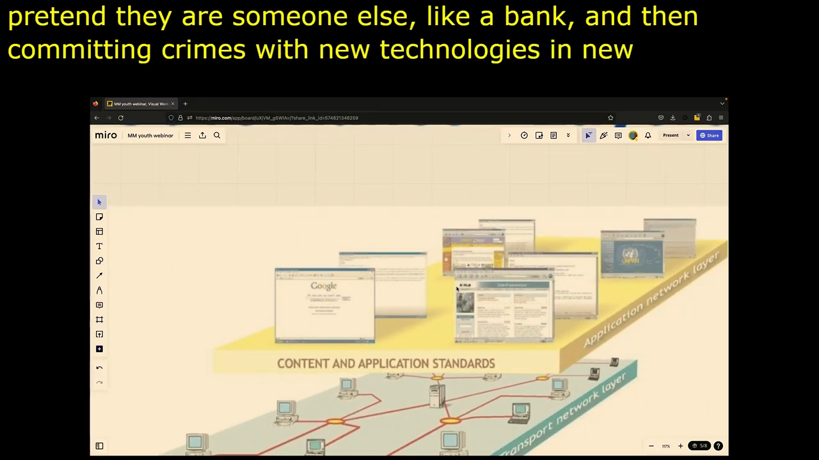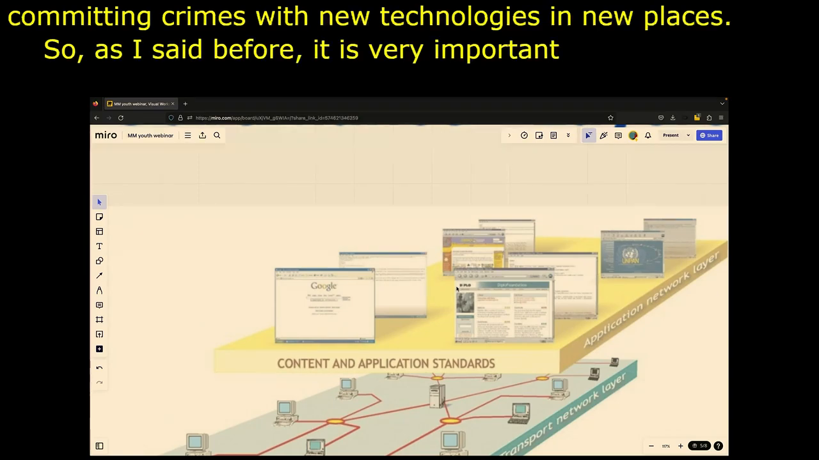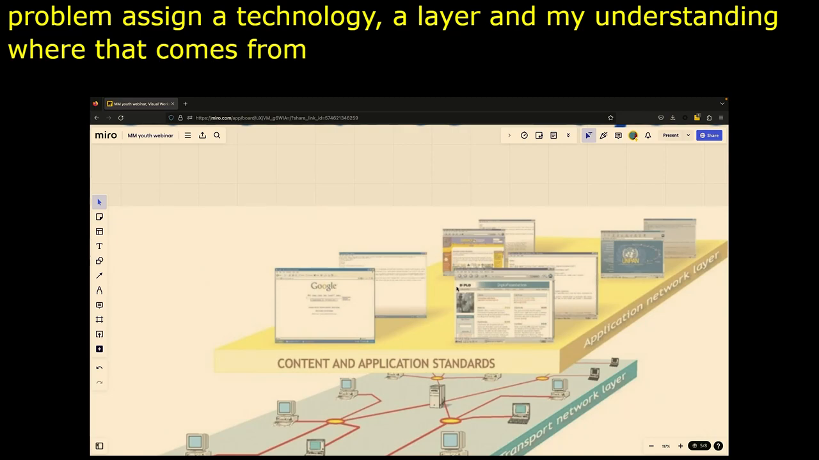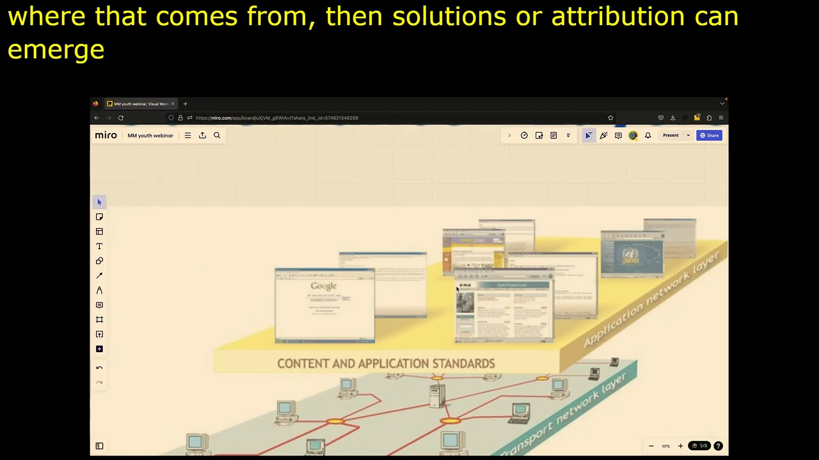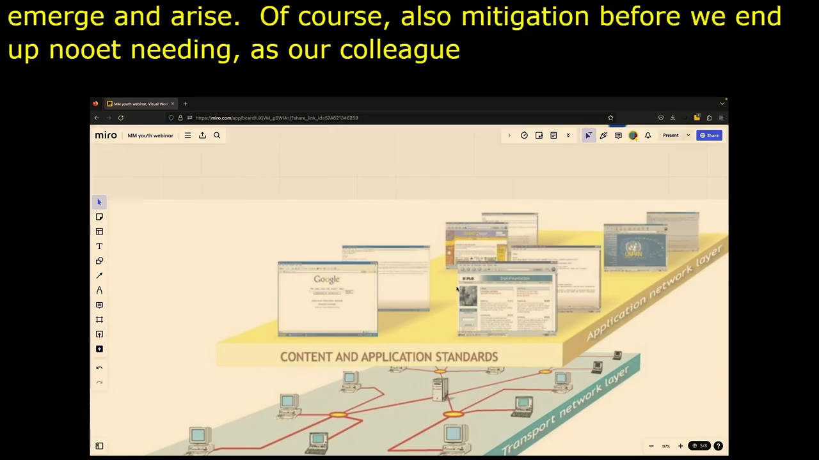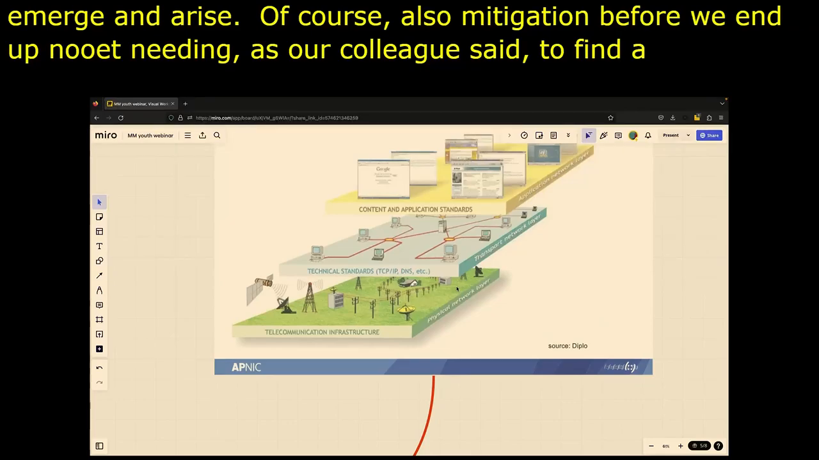So as I said before, it is very important that to each problem we assign a technology, a layer, and by understanding where that comes from, then solutions or attribution can emerge and arise. And also, of course, mitigation, before we end up needing, as our colleague said, to find a particular person who commits a crime.